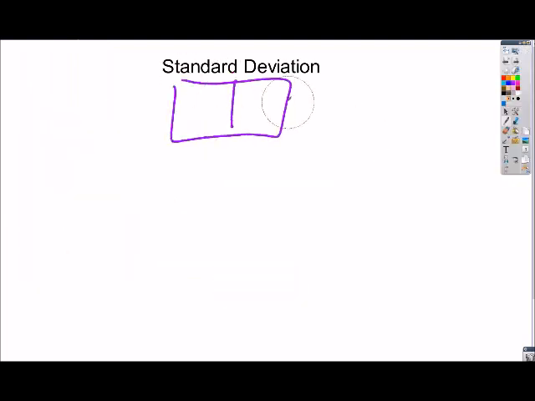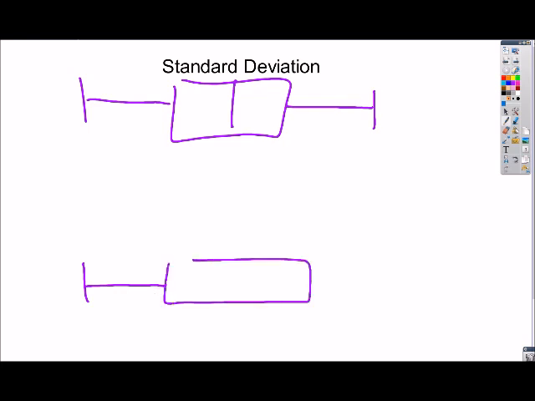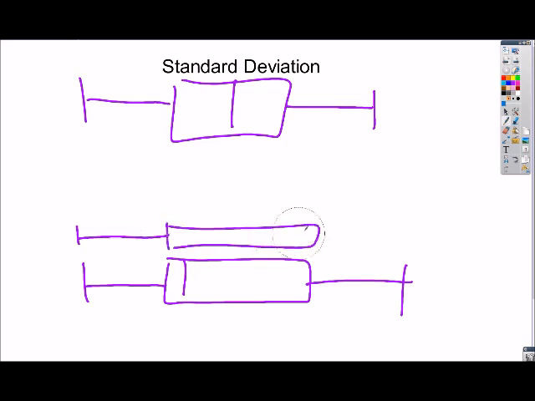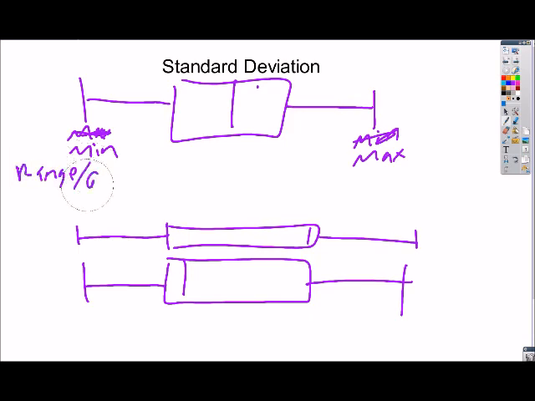If my median is somewhere in the middle, that means I have a normal curve. If my median is super close to an edge, and it doesn't matter which edge it is, we're going to say that's skewed. If it's normal, what we're going to do is take our range of max and min, subtract those to find our range, and divide it by 6. Well, why 6?